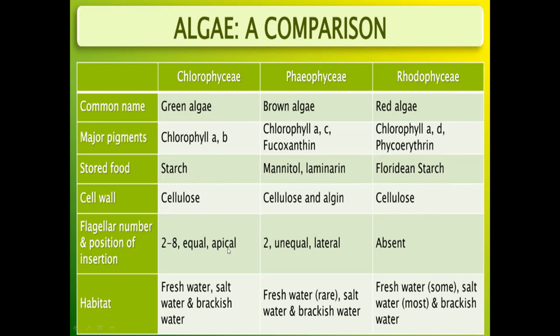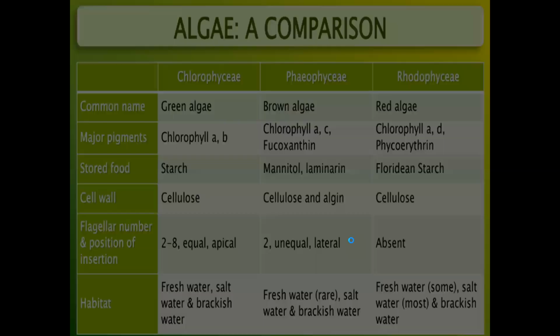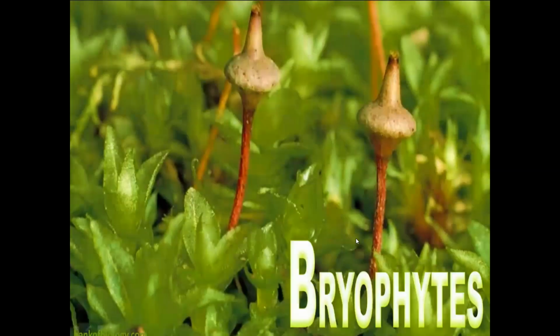Flagella, there are 2 to 8 equal apical at the apex. Here there are only 2 and here flagella is absent. Habitat freshwater, saltwater, and brackish water. Almost everything will be same. Habitat is almost you can write same because there are few algae which are found everywhere in different types of water. Okay. Next, we have to start bryophytes.